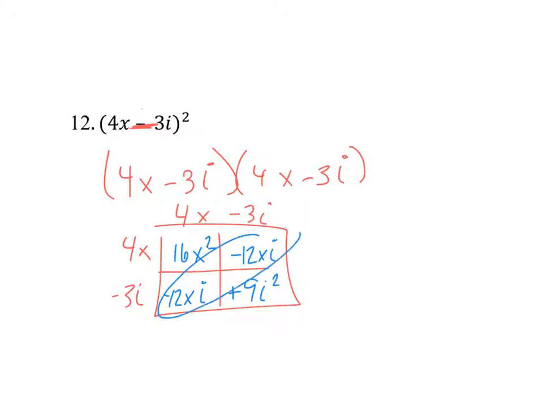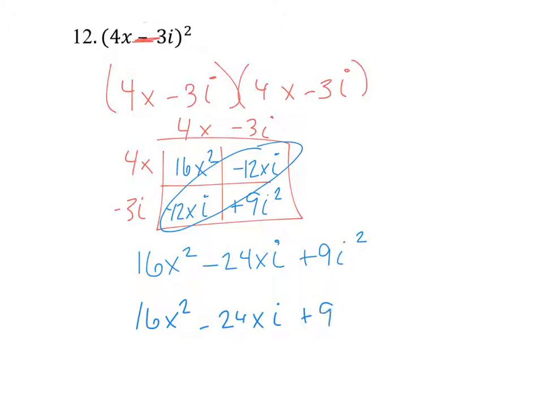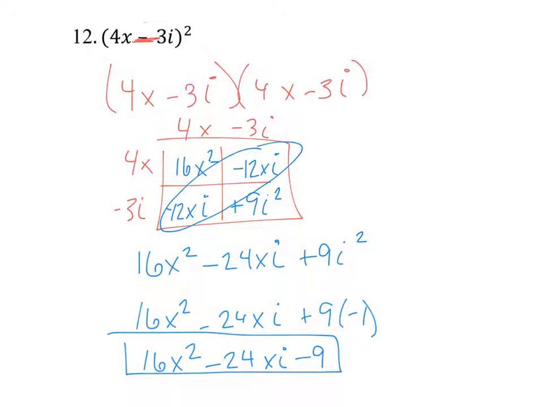These are like terms, so I can combine them. 16x squared is not like, so I'll put them there. I'll get negative 24xi, because those are like, plus 9i squared. Now i squared is negative 1, so I'm going to rewrite this as 16x squared minus 24xi plus 9 times negative 1. That gets me 16x squared minus 24xi minus 9. Nothing else is like, so that's my final answer.